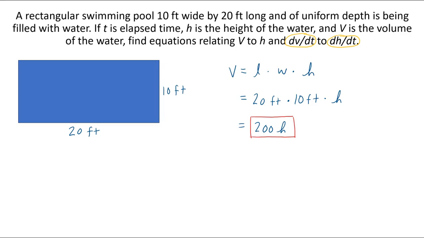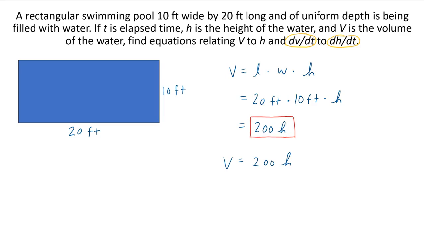And we notice that the volume and the height are both being differentiated with respect to time. So to find dV over dt, we would differentiate the volume, or V, with respect to t. And to find dH over dt, we would differentiate the height, or the depth of the pool, with respect to t. And the good news is that we've already found a formula that shows the relationship between the volume and the height of the water, or the depth of the water. It's V equals 200 H.